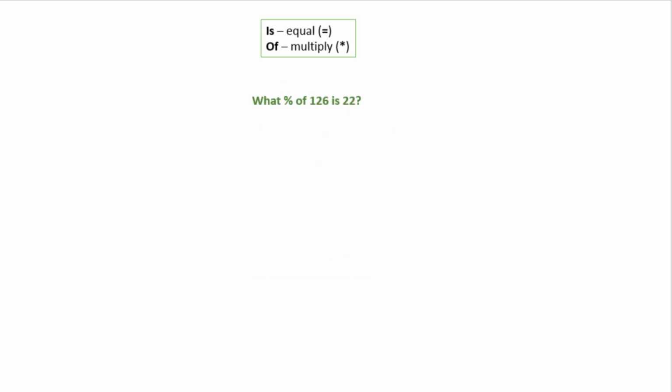So now let's look at what percent of 126 is equal to 22. And in this, we're looking for the percent. So again, we're going to translate our English into math terms. So we're going to say what percent of means to multiply. And we have 126 equals 22. I'm going to change this to n, our unknown. So n percent times 126 is equal to 22.